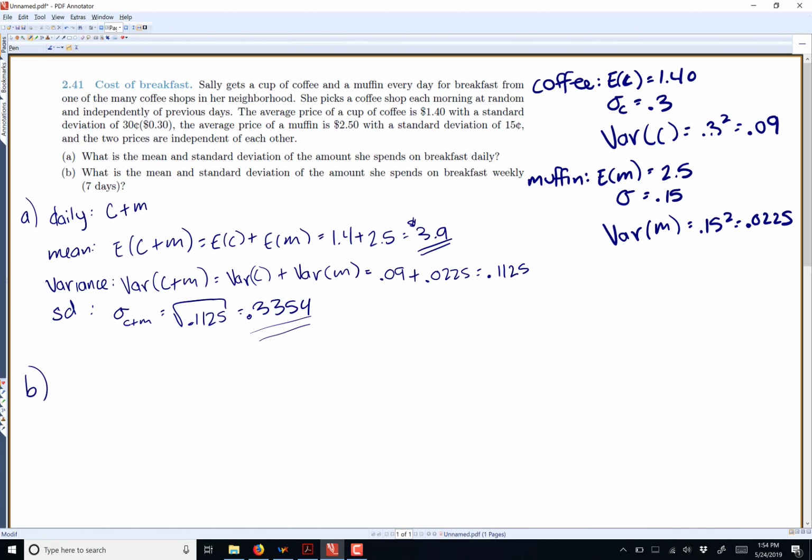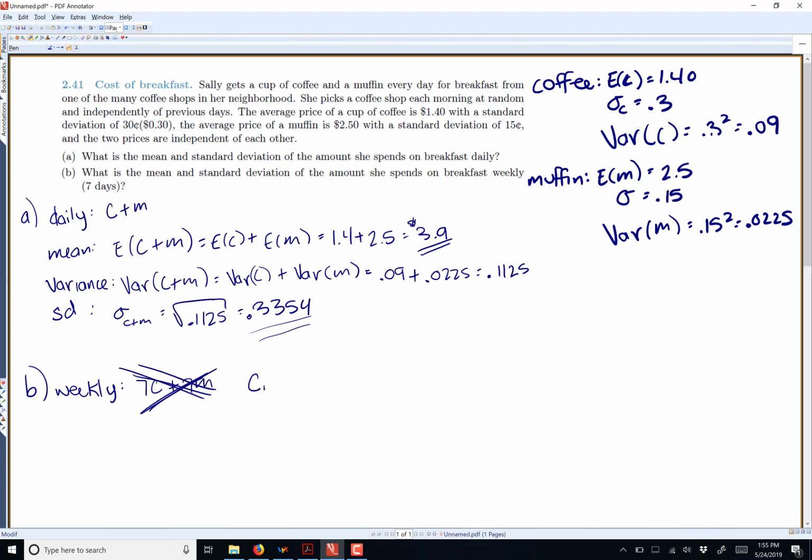Now, next part, what is the mean and standard deviation of the amount she spends on breakfast weekly? This one you do have to set up carefully, because some people might try to do like 7C plus 7M or something. That is going to be wrong. She did not go to the same place 7 times, or she didn't buy the exact same thing 7 times. So it's not 1 cup of coffee times 7, because again, it's not exactly the same thing 7 times.